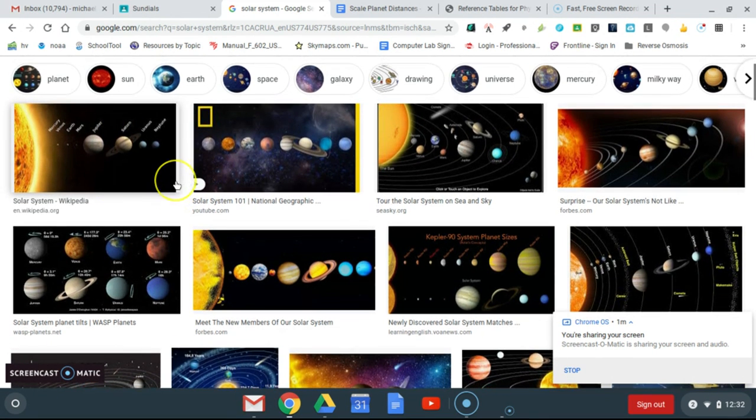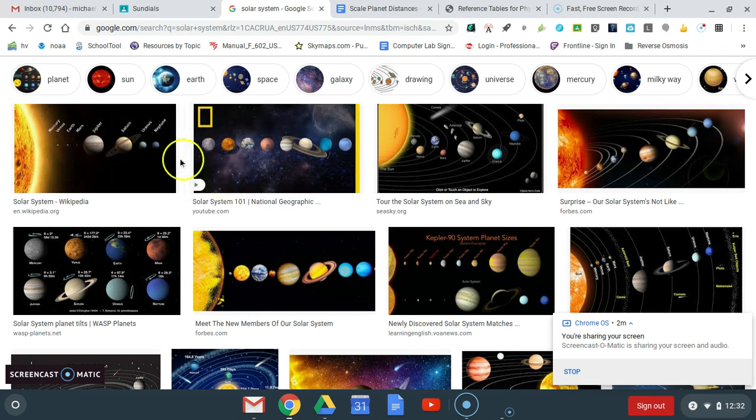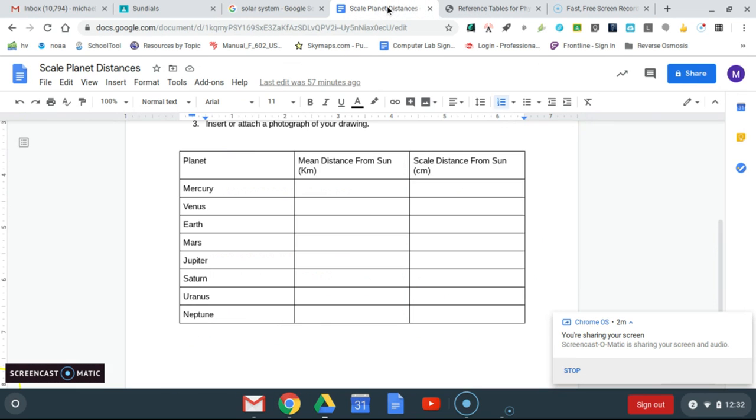Something that is kind of interesting, though, is that for the most part, the planets are all in the same plane. There's a little bit of variation, but very little. So they are all lined up with each other, but the distances between them are nothing like these diagrams show. And that's what I want you to work on today, is to do a drawing that shows the scale distances between the planets. So what you'll find is a worksheet that looks like this.